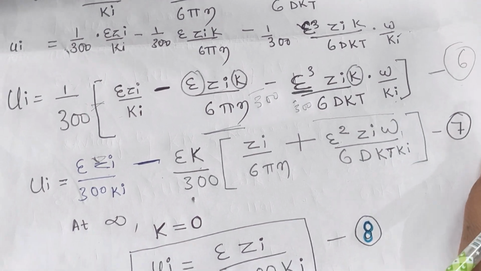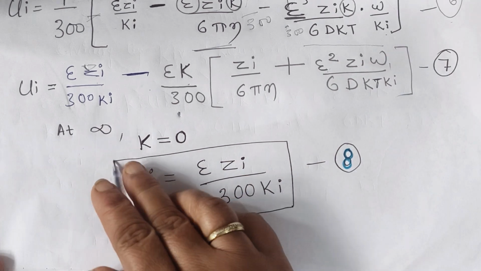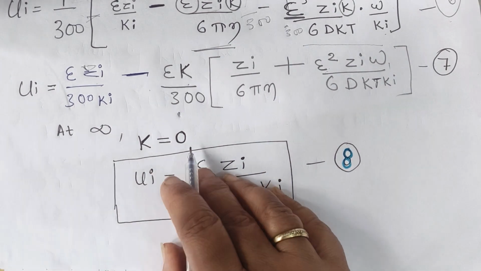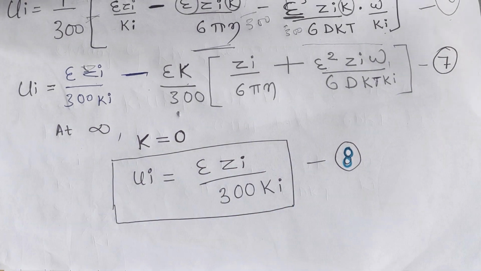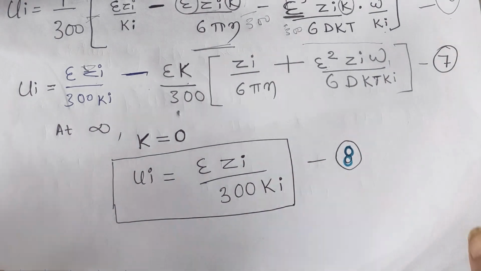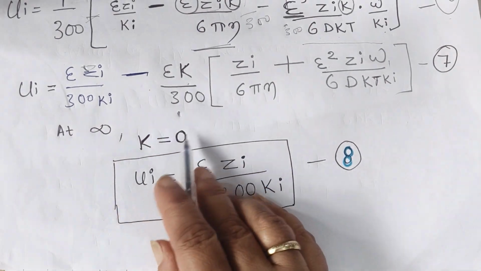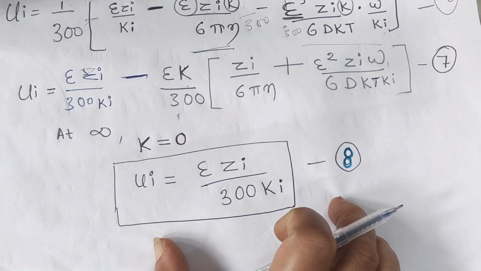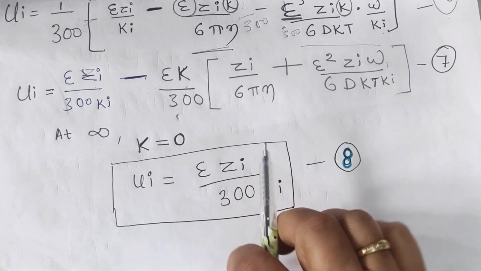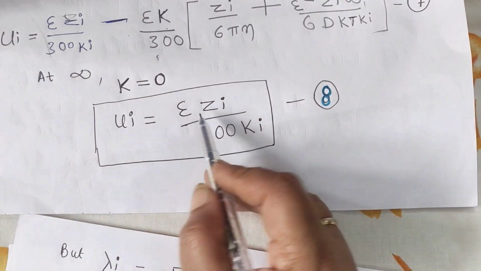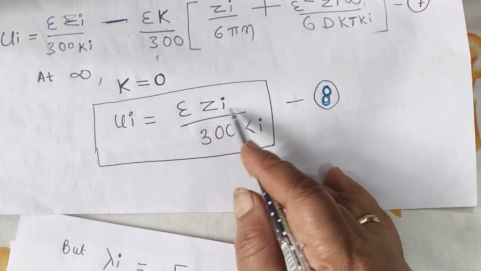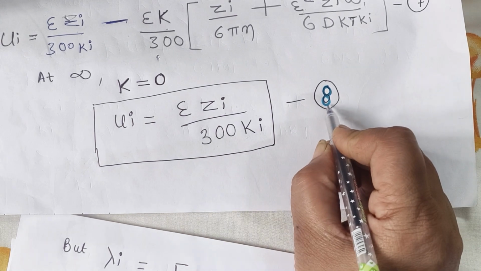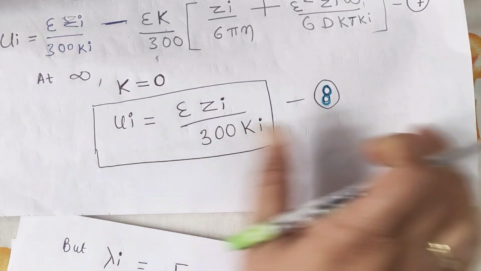Now what they are saying is that at infinity the value of k will be equal to 0, because if the length is very large, then k, that is your Debye length, its value will be 0. So this whole term will become 0. So what will be left is ui equals epsilon zi by 300 ki. Give it equation number 8, right? Up to here it is clear.